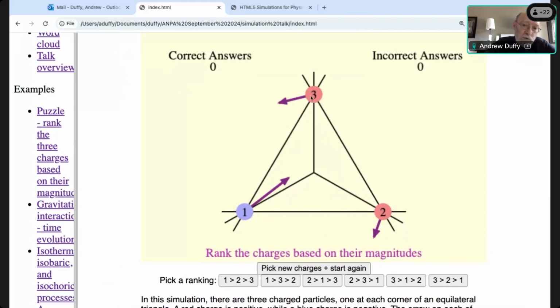And if those forces were equal, this net force arrow would be directly horizontal, but it isn't. It's closer to 1, so 1 is beating 2. So what did we decide? 3 is bigger than 2, and now we've got 1 bigger than 2. So 2 is definitely the least.